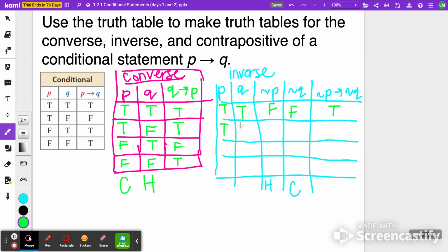If P is true and Q is false, that means not P is false, not Q is true, which would make the entire statement still true. If P is false and Q is true, not P would be true, not Q would be false. The not P, not Q statement would now be false. And if P was false and Q was false, that just means not P and not Q would both be true, which would make the whole entire statement true. Hopefully seeing this inverse table is helping you understand why the converse table also works.